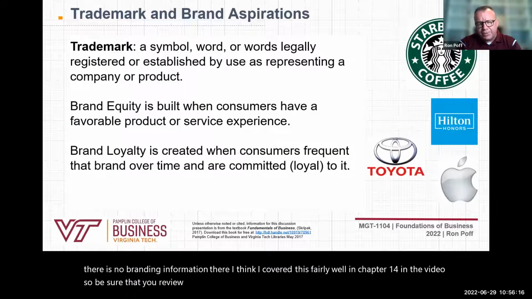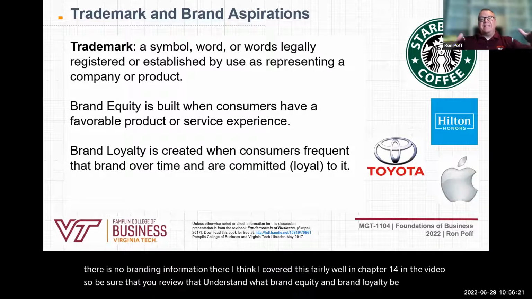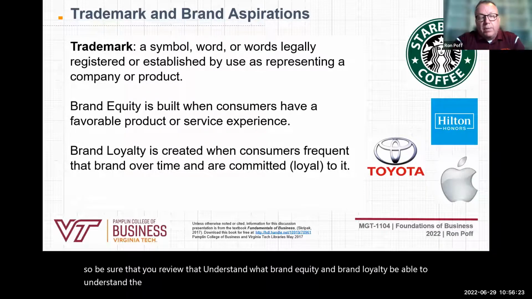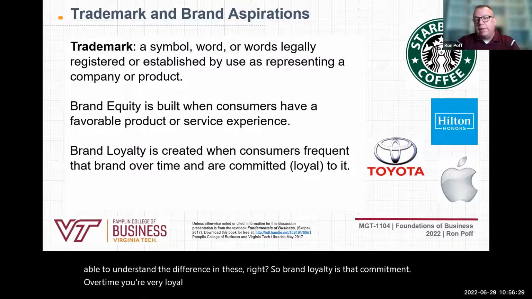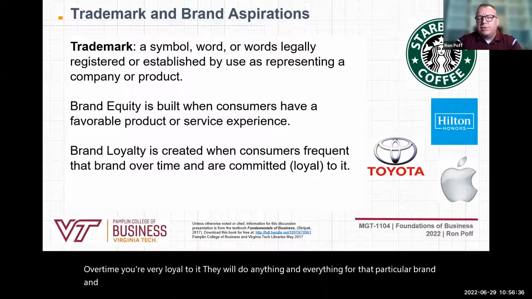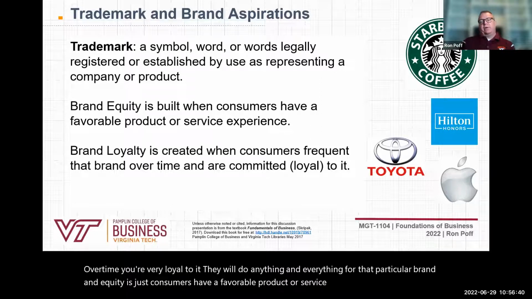Understand what brand equity and brand loyalty are, and be able to understand the difference in these, right? So brand loyalty is that commitment over time. They're very loyal to it. They will do anything and everything for that particular brand. And equity is just consumers have a favorable product or service experience, not necessarily loyal to it.